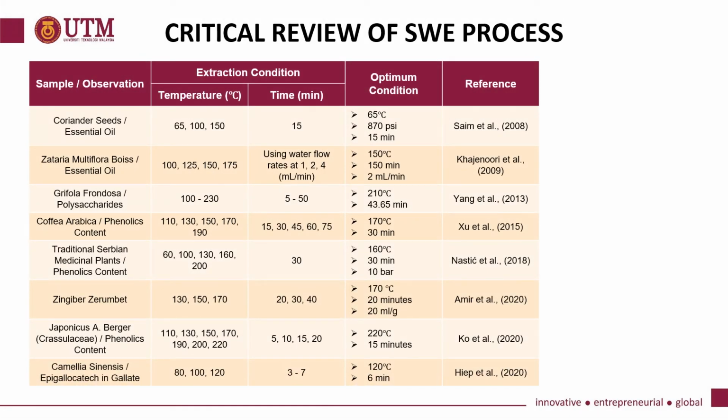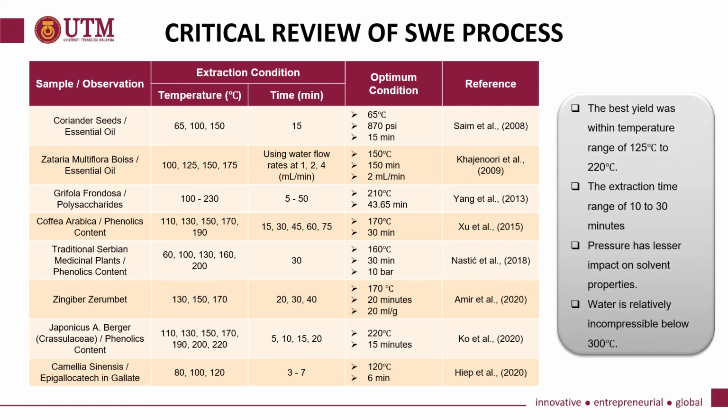This table shows the critical review of the subcritical water extraction process. Most of the articles show that the optimal extraction condition for the plants that could be extracted for the best yield was within the temperature range of 125 to 220 degrees Celsius and the extraction time range of 10 to 30 minutes. Based on the current literature, pressure has a lesser impact on solvent properties. It is because water is incompressible below 200 degrees Celsius and there is no visible influence of pressure on the physical characteristic of the liquid state.